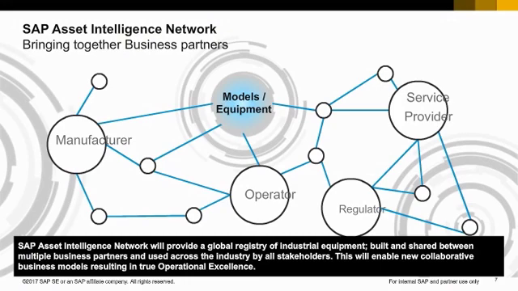SAP Asset Intelligence Network will provide a global registry of industrial equipment built and shared between multiple business partners and used across the industry by all stakeholders. This will enable new collaborative business models resulting in true operational excellence.